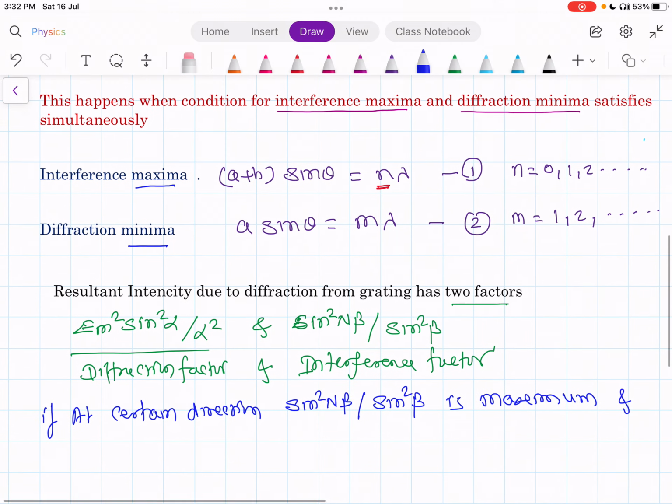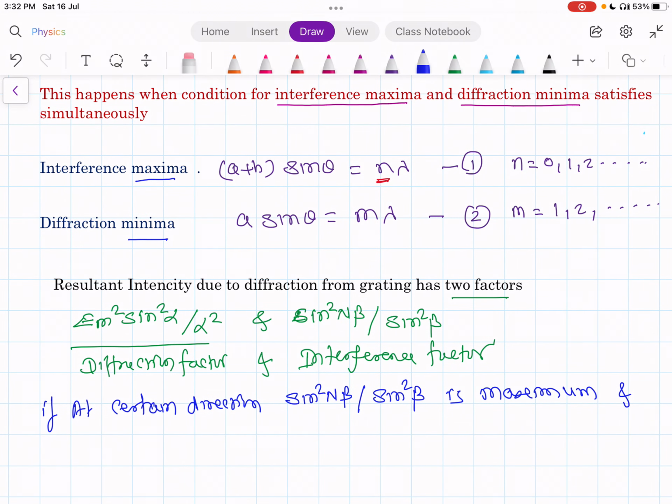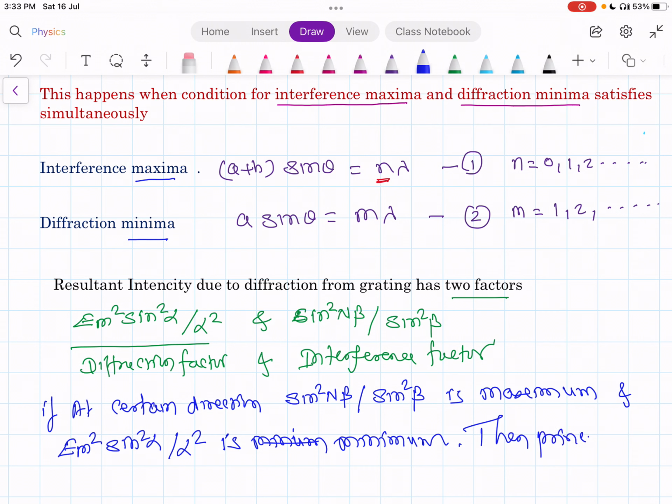and the diffraction factor is minimum. That means Im square sine square alpha upon alpha square is minimum. Then the principal maxima in that direction is absent.